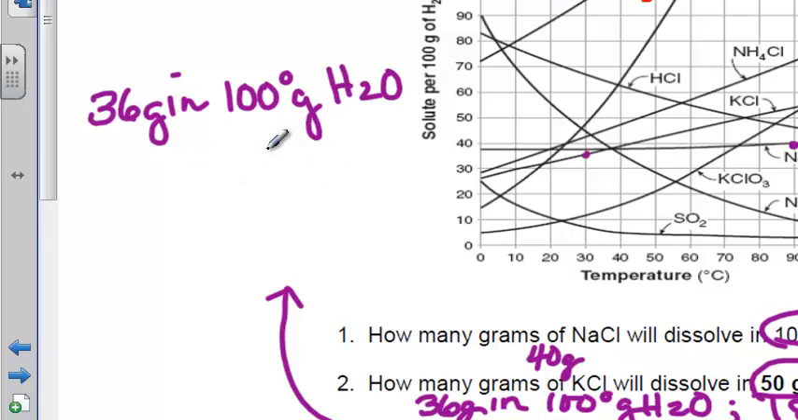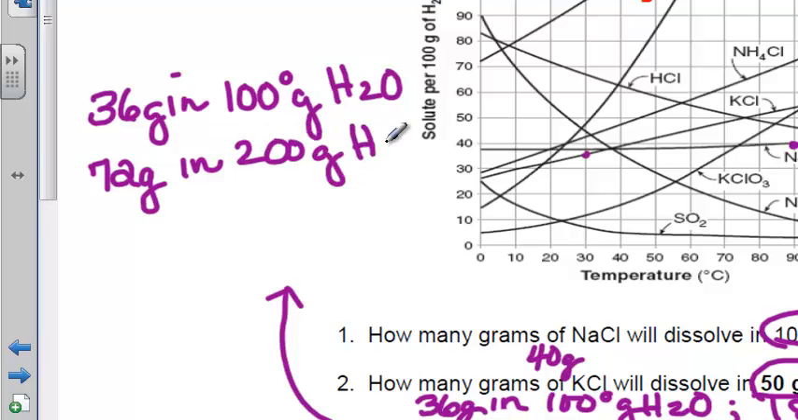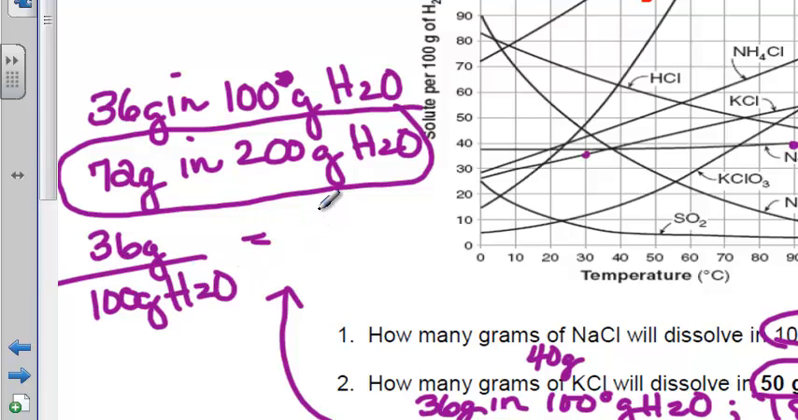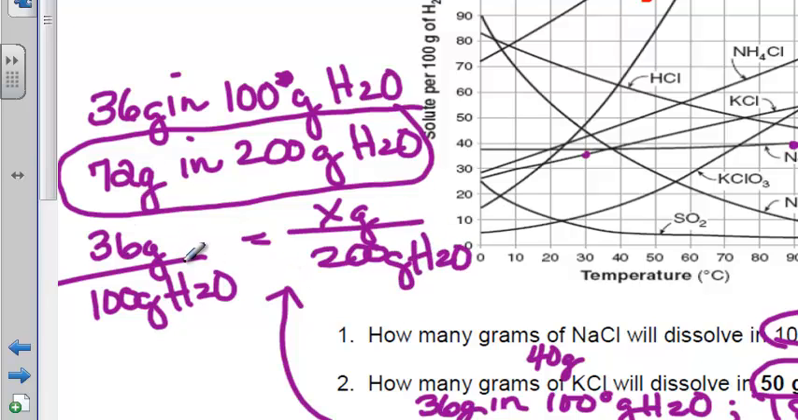Intuitively, if it's asking about 200 grams of water, I know I have to double it, which would make this 72 grams in 200 grams of water. And that would be my answer. Or I can set up my proportion, 36 grams in 100 grams of water equals X grams in 200 grams of water. And I'd still get the same answer. It's just whatever you prefer, your method of solving.